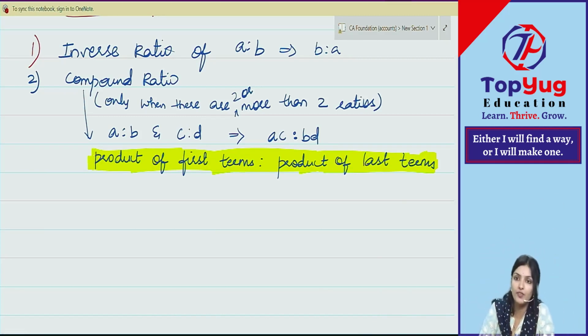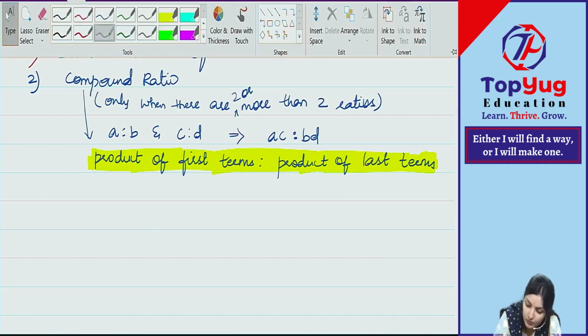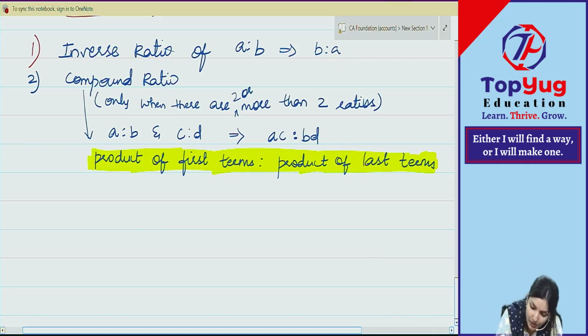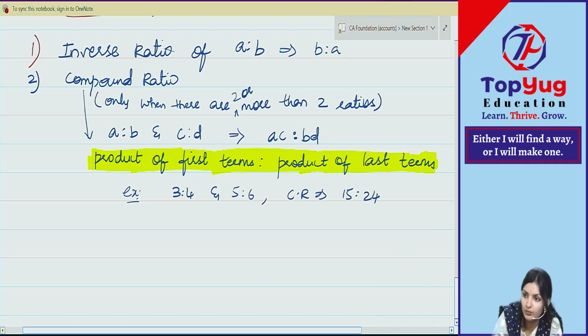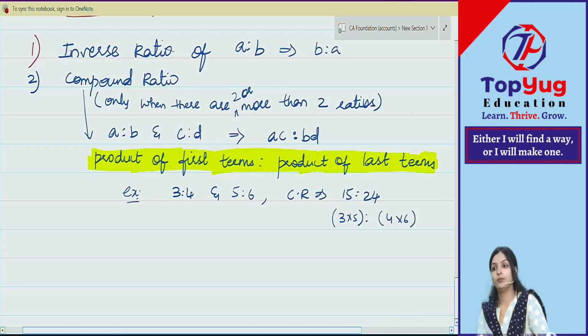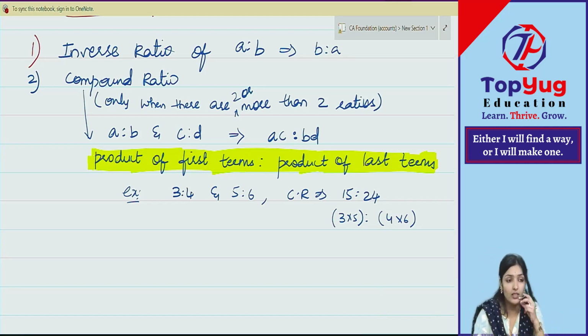Okay, shall we proceed further? An example: we have 3 is to 4 and 5 is to 6. The compound ratio would be 3 fives are 15, 4 sixes are 24. So let me write 3 into 5 and then 4 into 6. Am I clear with compound ratio? There would be many problems, and compulsorily there would be one problem asked in the exam with respect to compound ratio.